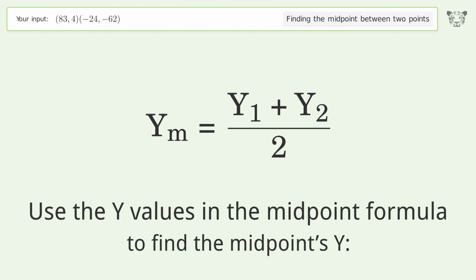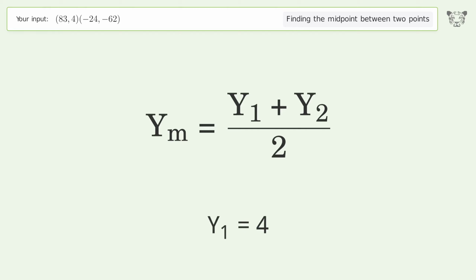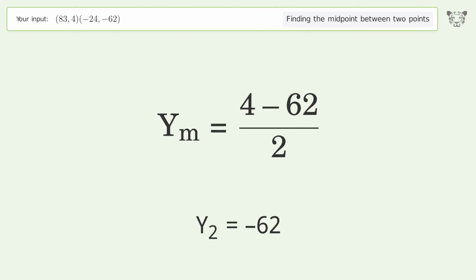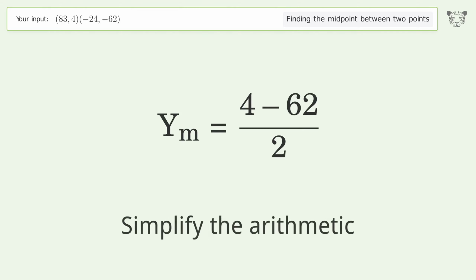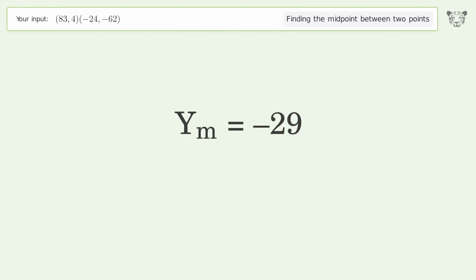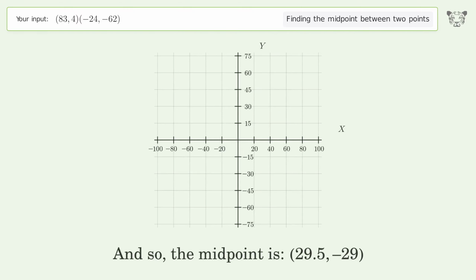Use the y values in the midpoint formula to find the midpoint's y. y1 equals 4. y2 equals negative 62. Simplify the arithmetic. And so, the midpoint is 29.5, negative 29.